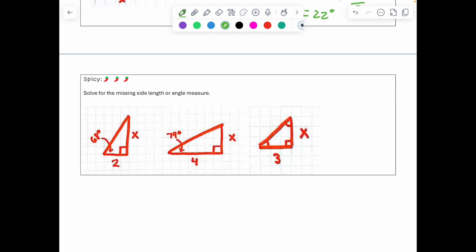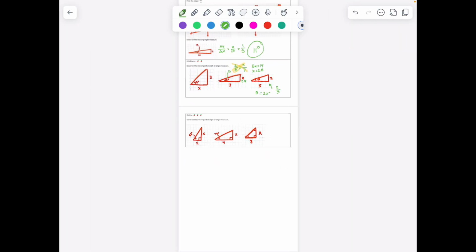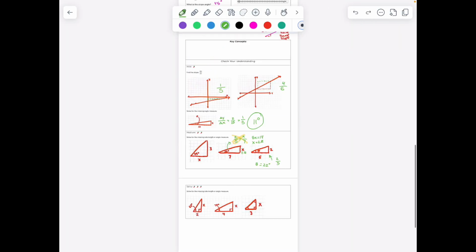Finally, onto the spicy. We haven't learned about the 68-degree angle yet, so we can't do that one. We haven't learned about 79 either, or 45. So these spicy ones we will have to come back to.